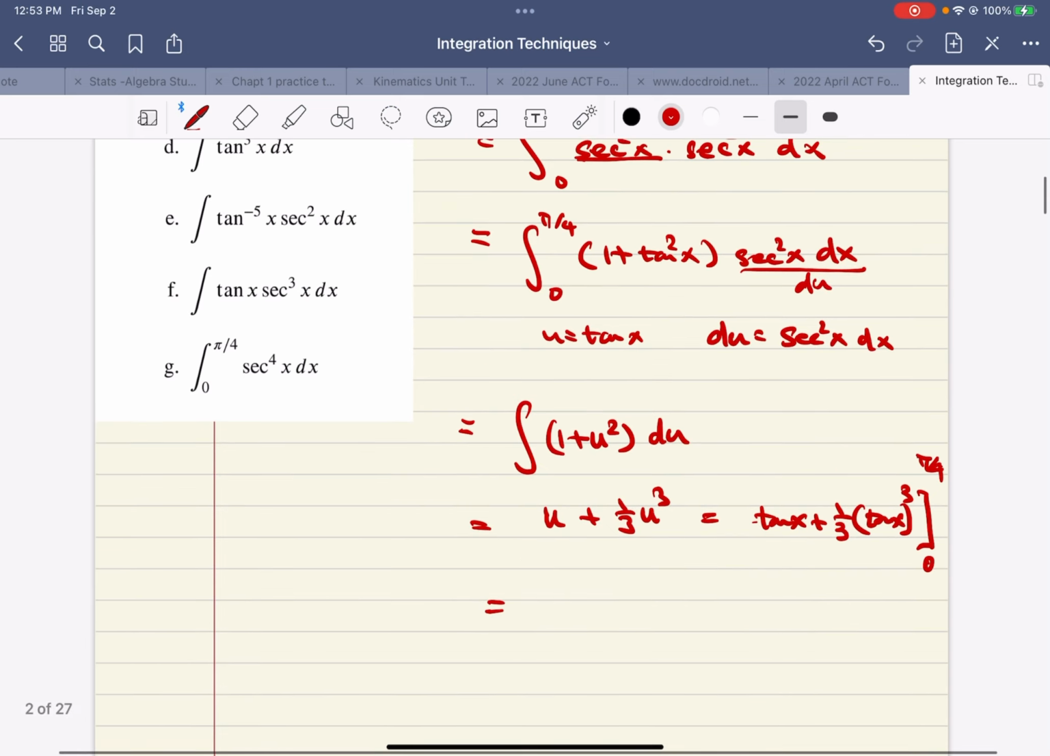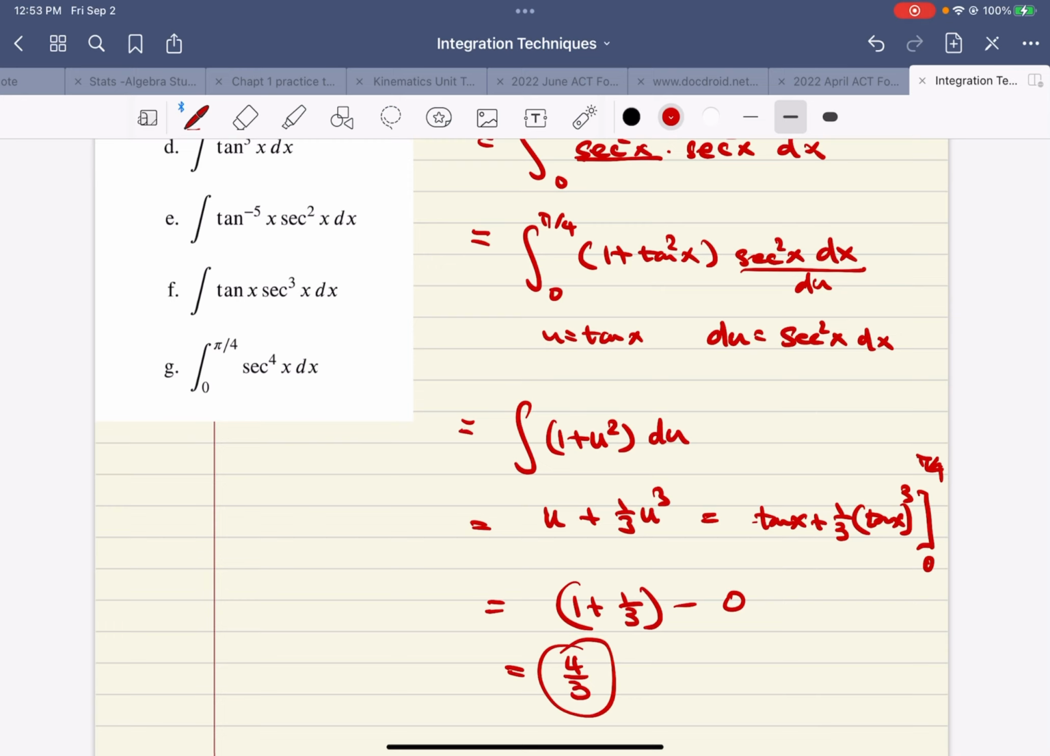So when you plug it in, tangent pi over 4, tangent 45 degrees, is 1. So 1 plus 1/3. Minus tangent 0, which is 0. So the answer is 4/3. Okay, that's your final answer.